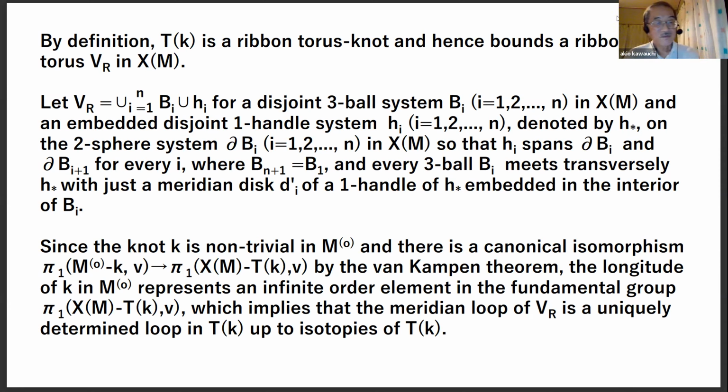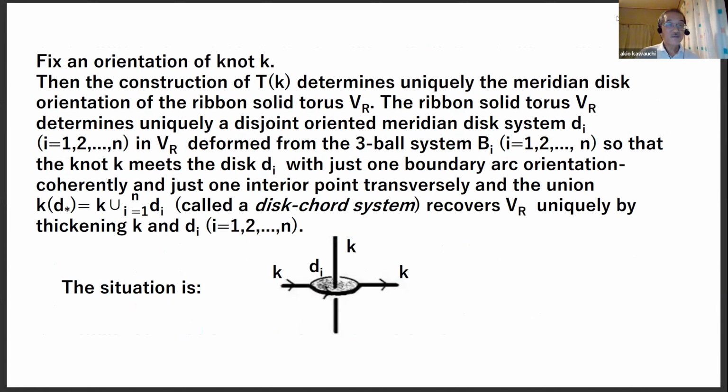Since the knot K is not trivial in M0, and there is a canonical isomorphism from the fundamental group of M0 minus K into that of Xm minus Tk, the longitude of K in M0 represents an infinite order element in the fundamental group of Xm minus Tk, which implies the meridian disk system of VR is uniquely determined by Tk up to isotopies of Tk. Fix an orientation of the knot K. Then the construction of Tk determines uniquely the meridian disk orientation of the ribbon solid torus VR.